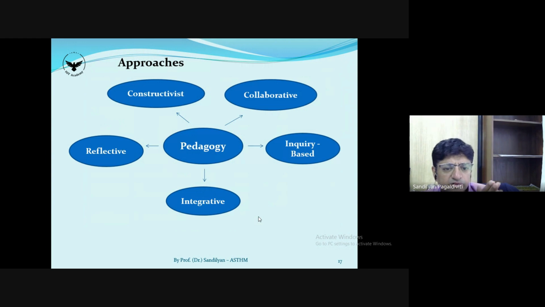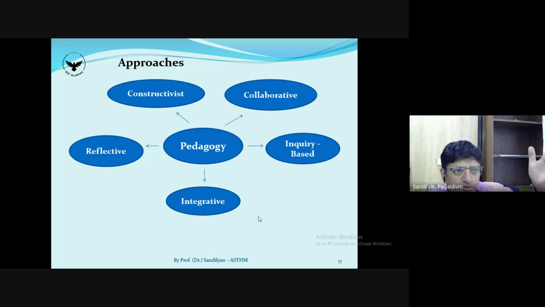Yeah. So as I said, the teaching pedagogy has got multiple approaches: constructivist approach, a collaborative approach, a reflective approach, an inquiry based, and integrative. Constructivist, where you build on existing knowledge, construct one on top of the other. Collaborative, where you join hands with two more components and gather the knowledge.